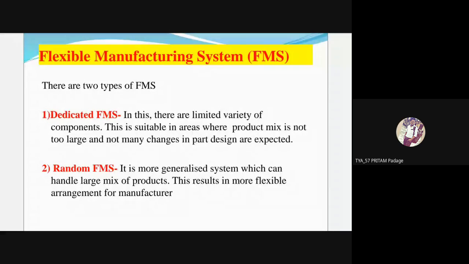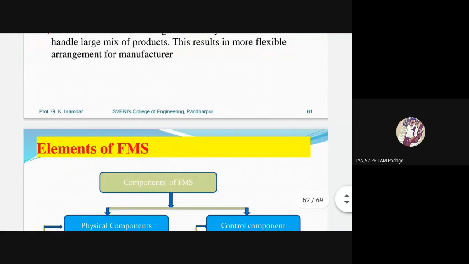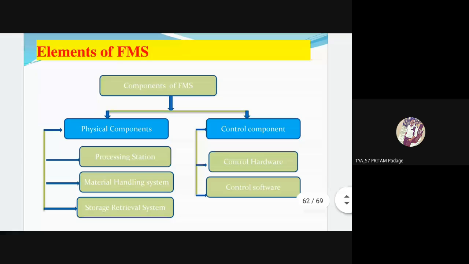So next is the elements of FMS. What are the elements of the FMS? The components of the FMS include physical components and some control components. What are the physical components? A physical component is something touchable. First, the processing station, which is nothing but the workshop. Then the material handling system, for example raw material transportation. All these are physical components of the FMS.